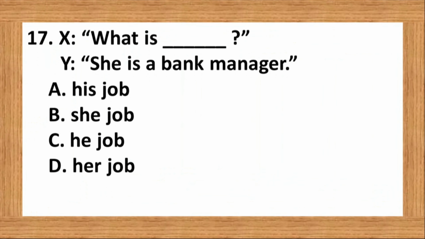(17) What is blank? She is a bank manager. A, his job. B, she job. C, he job. D, her job.